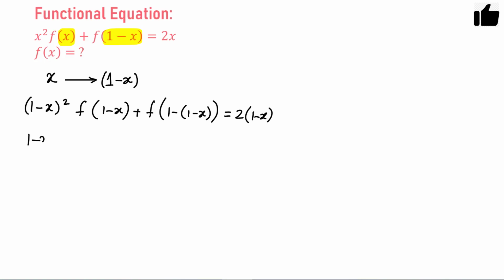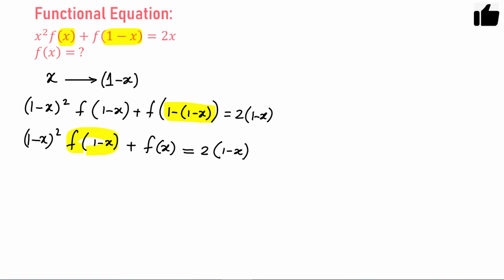So what do you have? You have (1 minus x) whole squared times f(1 minus x) plus, this term is what? 1 minus 1 is 0 and minus of minus x is plus x. So this is simply f(x), and that's why we replace x with 1 minus x. Now you have 2 into (1 minus x). Now see these two equations. In this equation you have f(1 minus x), and in this equation also you have f(1 minus x). So we can eliminate these two.